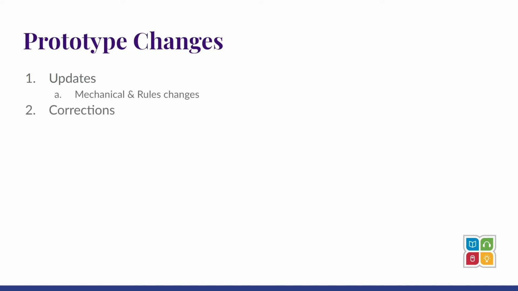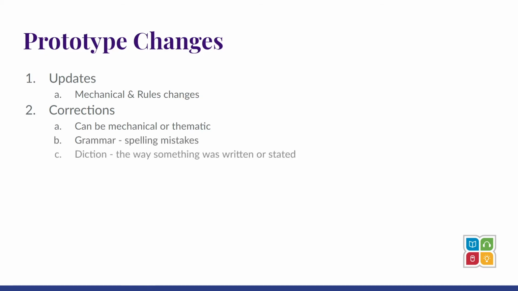Corrections. These are any type of correction that needs to be made. These may be mechanical or thematic in nature, or maybe more simplistic, such as fixing a grammatical error or rewriting a rule to be more accurate or inclusive.